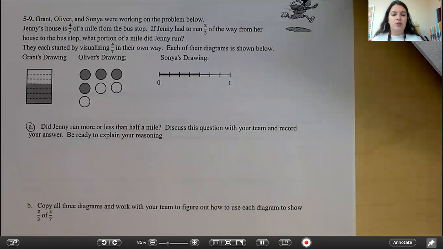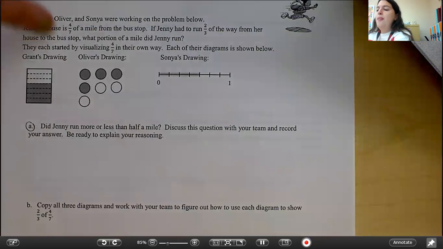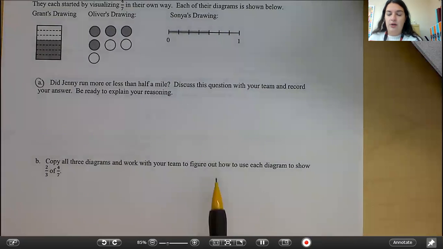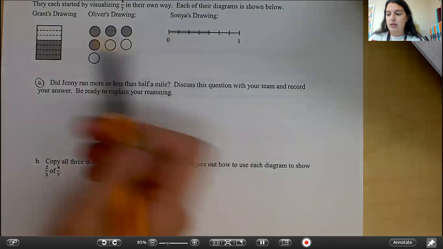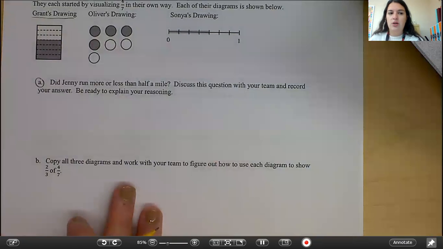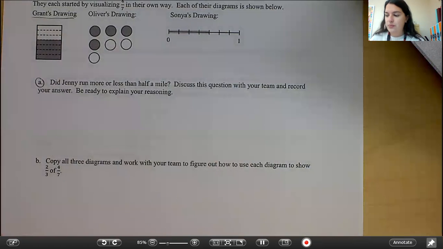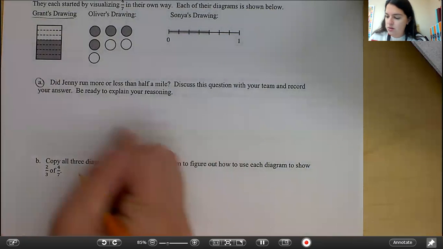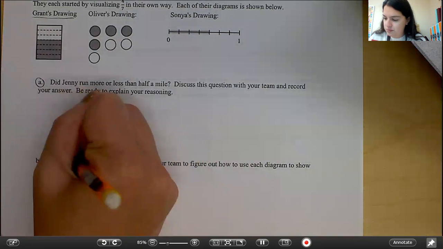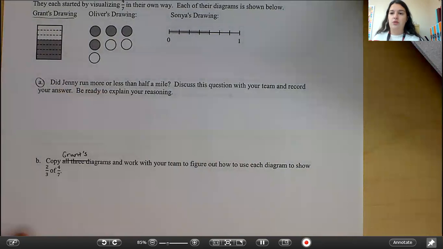B says copy all 3 diagrams and work with your team to figure out how to use each diagram to show 2/3 of 4/7. Okay, so what I would like you to do is I do not want you to copy down all 3 diagrams. I only want you to copy down Grant's drawing, okay? We're only going to be working with Grant's drawing. So go ahead and copy down Grant's drawing, and then I would like you to figure out how to use it. Go ahead and pause the video and do that now if you haven't.